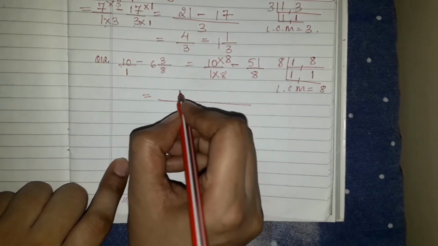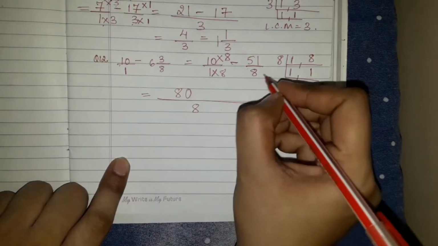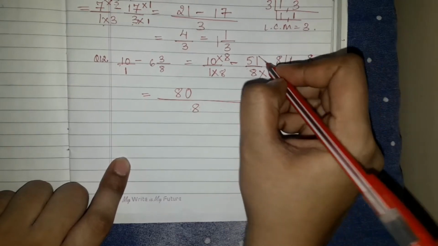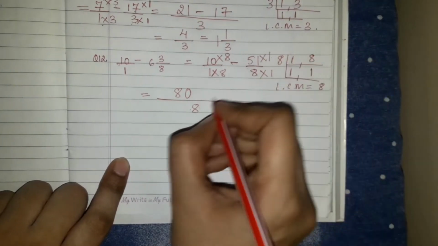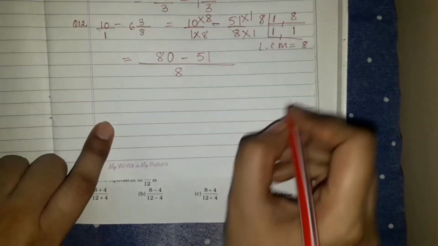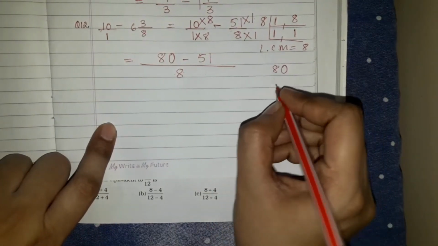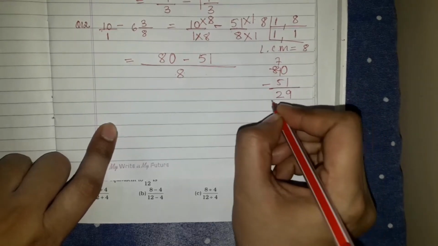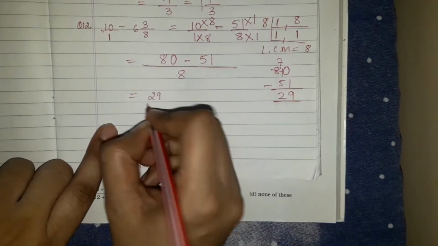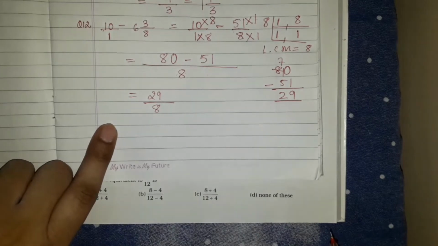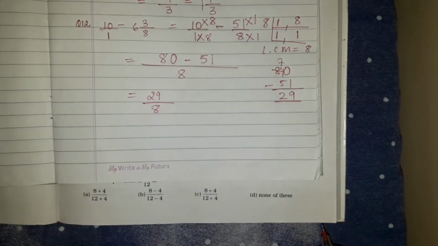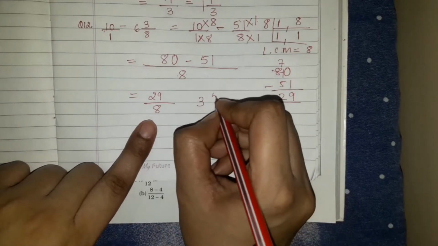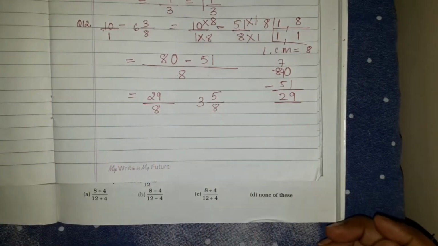8 tens are 80. 8 will go how many times in 8's table? 1 time. So into 1, and 51 into 1 is what? 51. In order to subtract, go to your rough column and subtract. The answer is what? 29 upon 8. Okay, let's change it into a mixed fraction. We know 8 3s is how much? 24. So this is your answer.